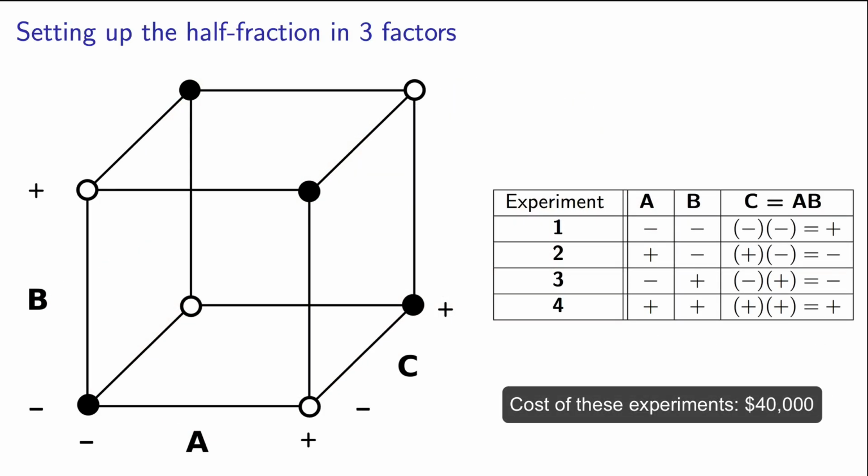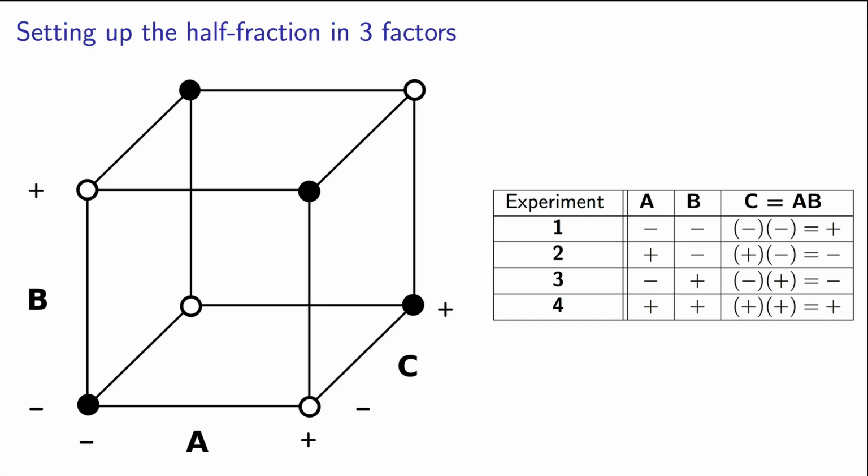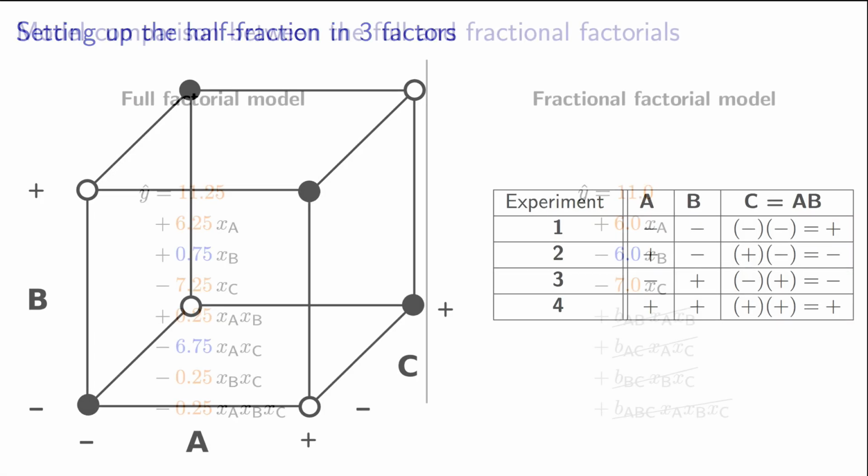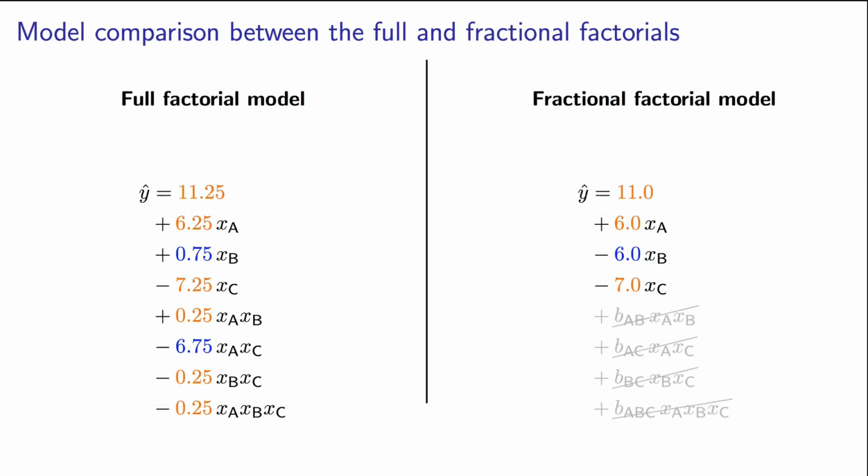I mean, if we had paid an extra $40,000 and did the extra 4 experiments, we'd have that extra information. You can already see that over here. We had some good estimates of the 3 parameters, the intercept, the A main effect, the C main effect, but the B main effect was actually quite wrong. Also, you notice that we didn't get any estimates of the 2-factor interactions.